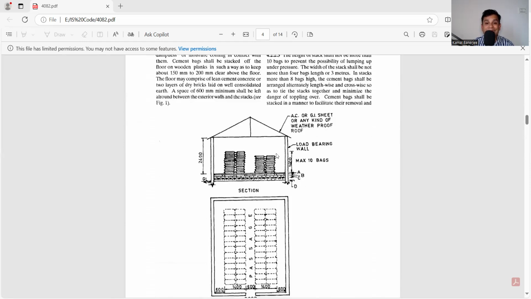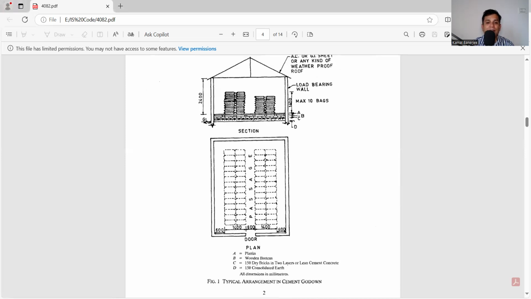A sketch is also given. The maximum free height is 2.44 m, maximum 10 bags. And this should have an AC or GI sheet or any kind of waterproof roof. And this is the level ground, and this is the plan. So these are the things as per the guidelines of the IS code about the stacking and storage of cement.